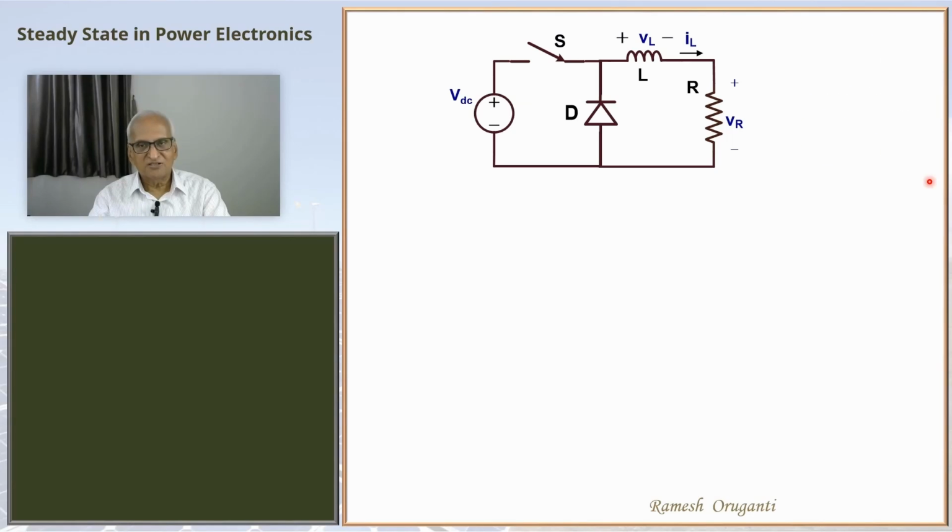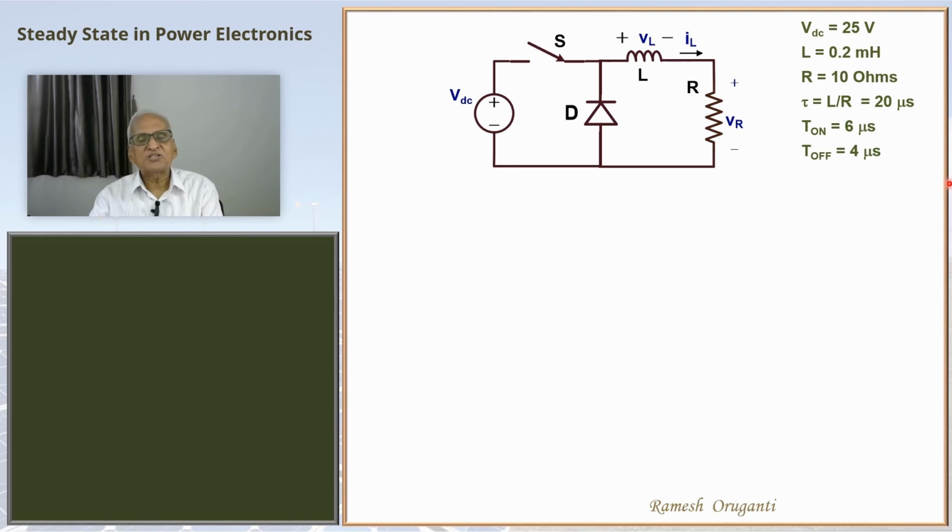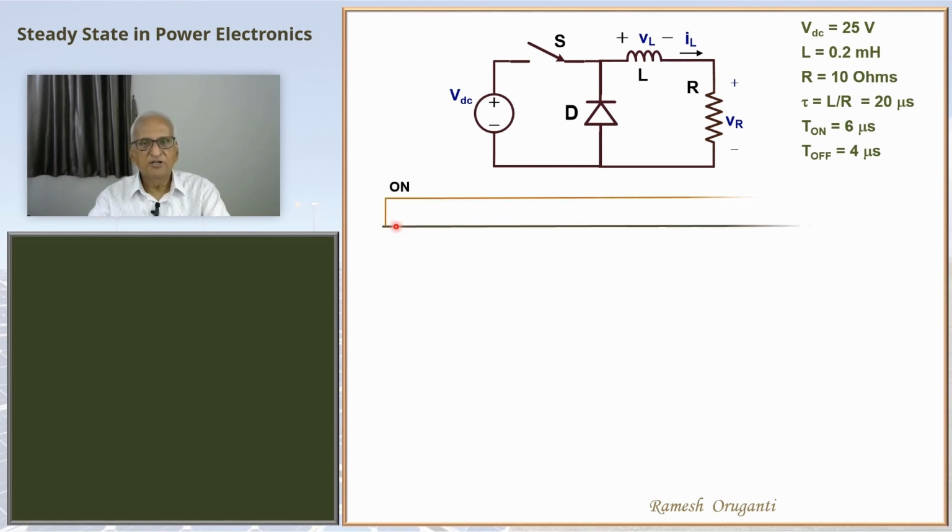Now we will consider the step-down chopper, step-down DC-DC converter, and go through step by step how it starts, goes through an initial transient and reaches steady state. Initially the switch turns on. Let us assume that the switch is left on. Notice that the diode is reverse biased now.